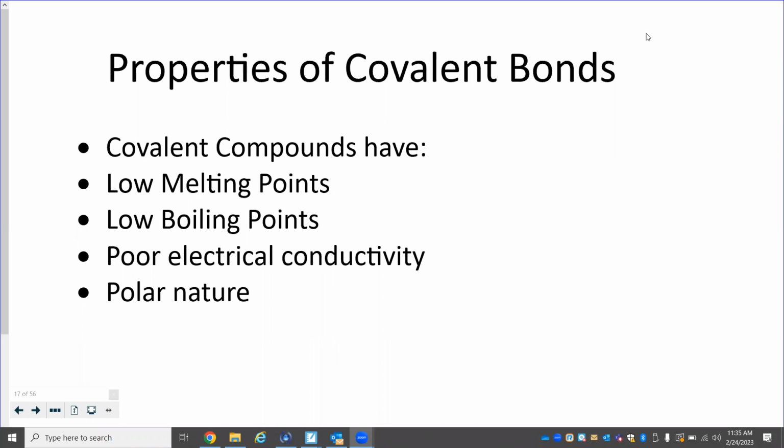So looking at properties of our covalent compounds or molecular compounds, like I said, they have low melting points and boiling points. They have very poor electrical conductivity. They actually tend to not conduct electricity or heat in general. So these tend to be used as insulation in houses and things like that. And molecular compounds tend to have a polar nature. We're going to talk about that more at the end of the unit. But it just means that even though electrons are being shared, they may not be shared equally.